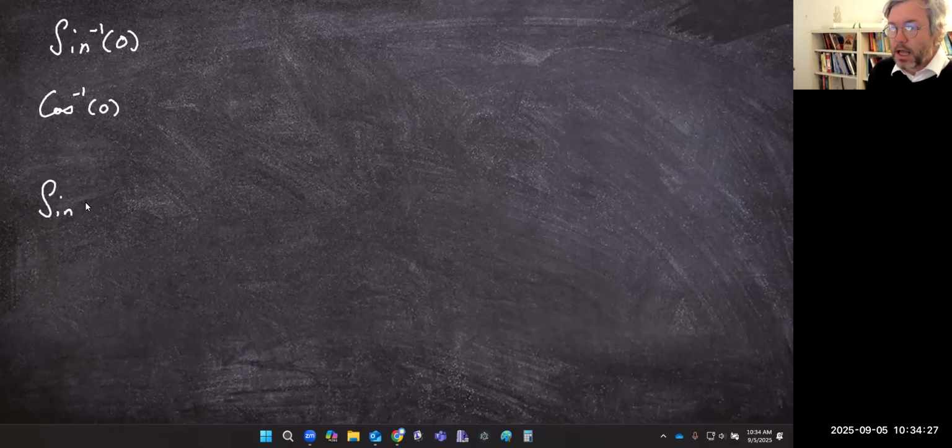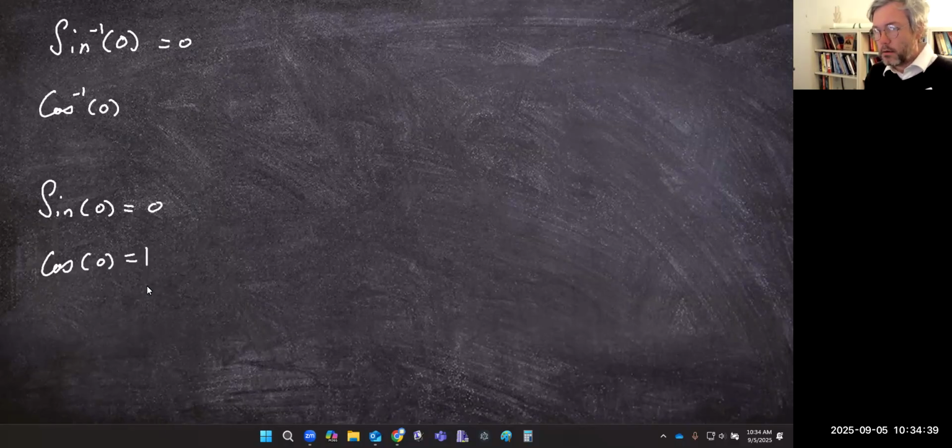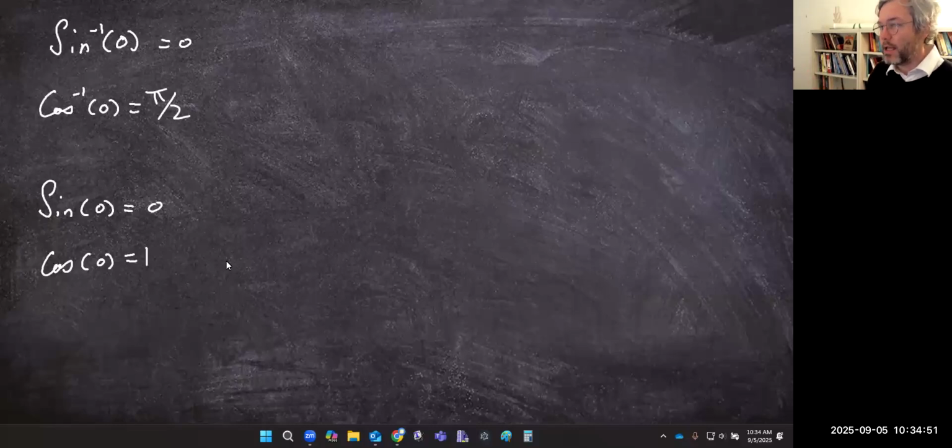Normally, the sine of 0 is 0. Okay, well then this is still 0. But what does that mean? And the cosine of 0 is 1. Okay, so what is the inverse cosine of 0? It's pi over 2. Where is that coming from? What does this even mean?